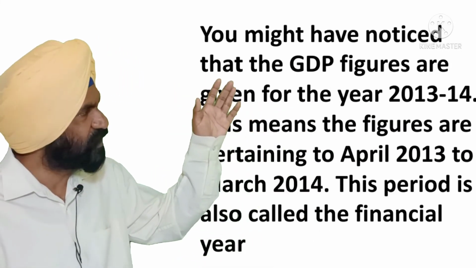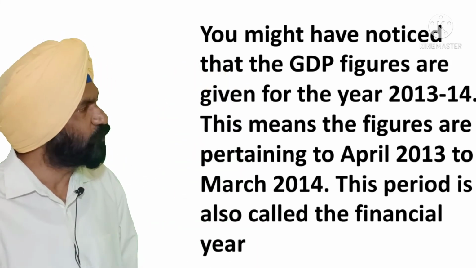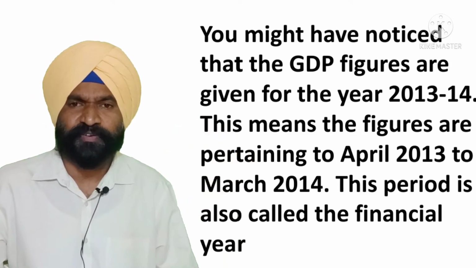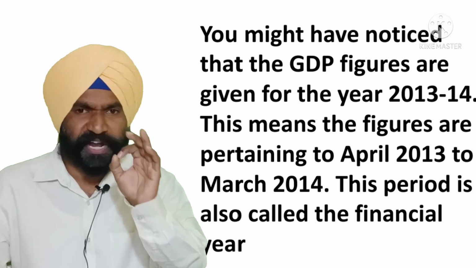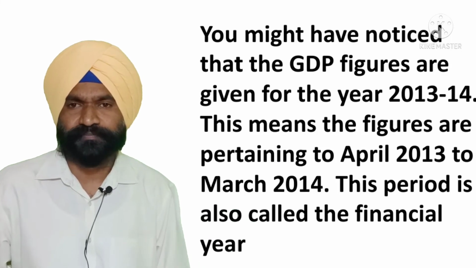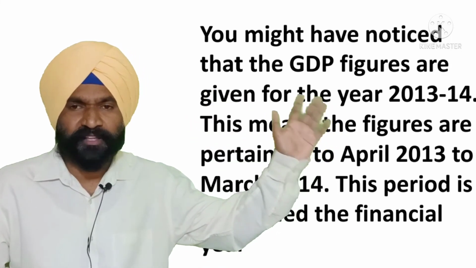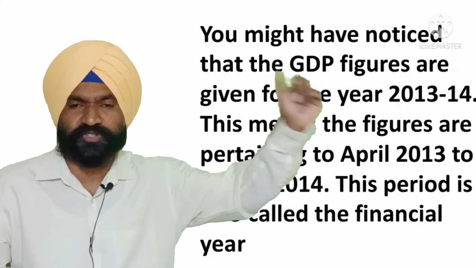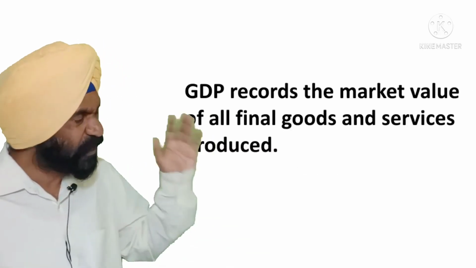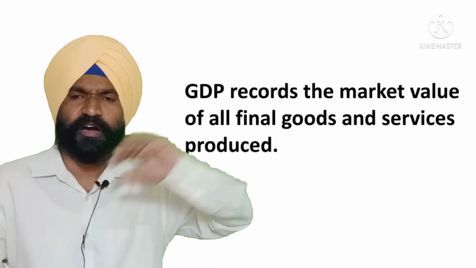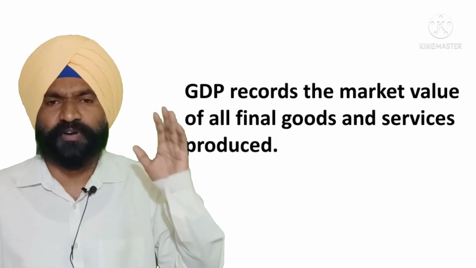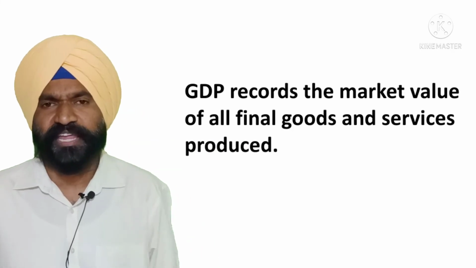You might have noticed that GDP figures are given for the year 2013-14. This means that the figures pertain to the period from April 2013 to March 2014. This period is also called the financial year. GDP records the market value of all final goods and services produced in a country in a given year.